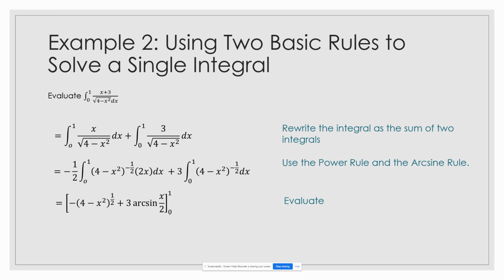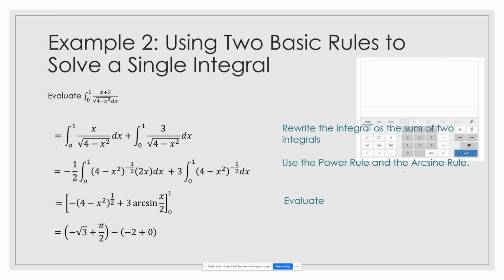And then when you plug 0 in, we'll get 2 and 0. So we have this here. So negative root 3 plus pi over 2 minus negative 2 plus 0. Let's go ahead and plug that in the calculator and get what the actual answer is.